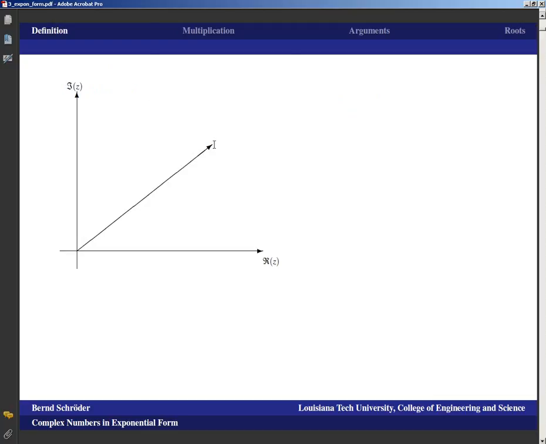Rather than describing the number as the endpoint of this vector, which is given by x, y, we could also take a look at the angle between the vector and the x-axis, and that's typically called theta, and the length of that vector, which is typically called r, and which is, by Pythagoras' law, the square root of x squared plus y squared.